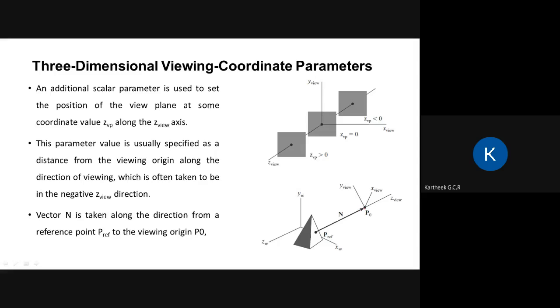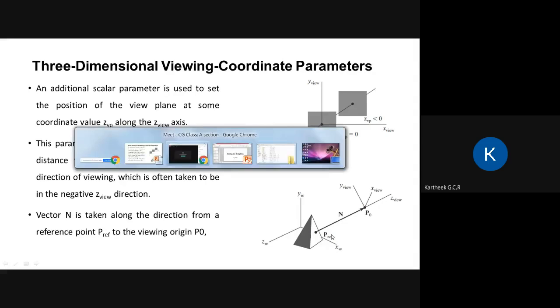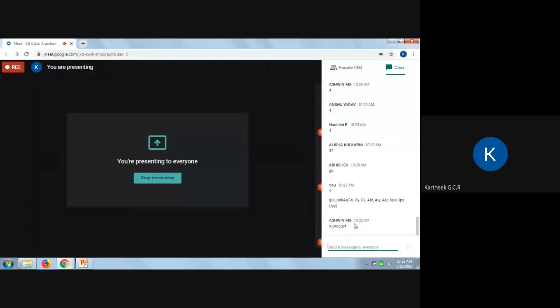Now, this Z view is actually obtained by specifying a P reference point. The P reference point is where you are looking at, the direction. Now, can you tell me, in gluLookAt, which exactly of the function parameters is the P reference? Which three parameters are P reference?